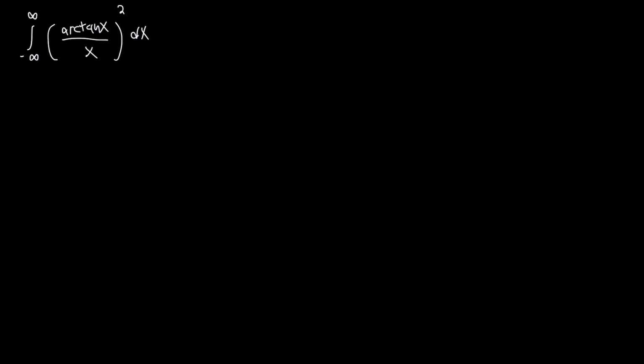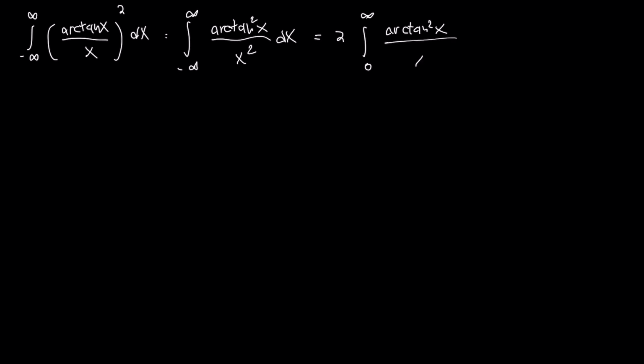Today we'll be doing the integral from minus infinity to infinity of the arctangent of x over x, quantity squared, dx. And to start off, we could split the square into the integral from minus infinity to infinity of the arctangent squared of x over x squared dx. And notice that if you plug in negative x, you'll realize that the integrand is even. So we have twice the integral from 0 to infinity of the arctangent squared of x over x squared dx.